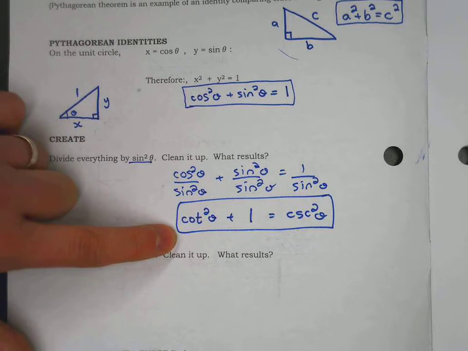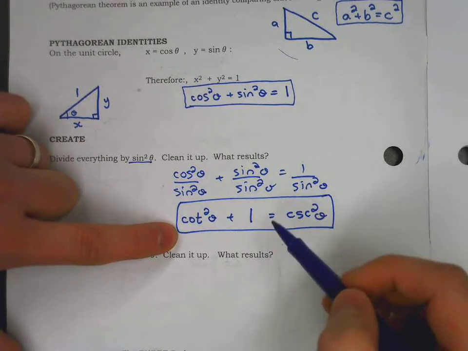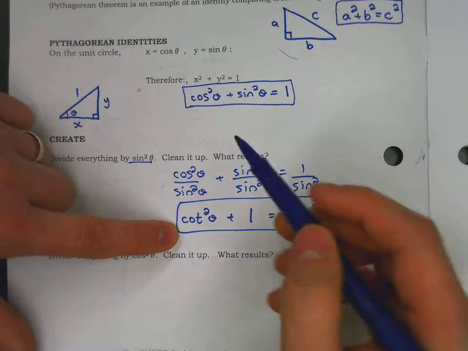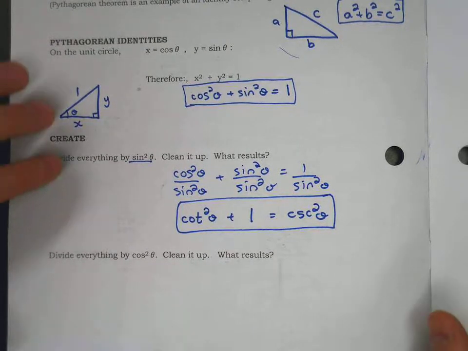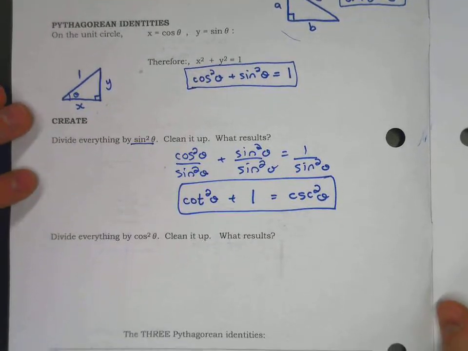This is your second Pythagorean identity that we need to start saying looks familiar. Anytime that you've got 1s and sine squareds, or 1s and cosecant squareds, and cotan squareds, and cos squareds, we kind of think, well, maybe that's a Pythagorean identity.